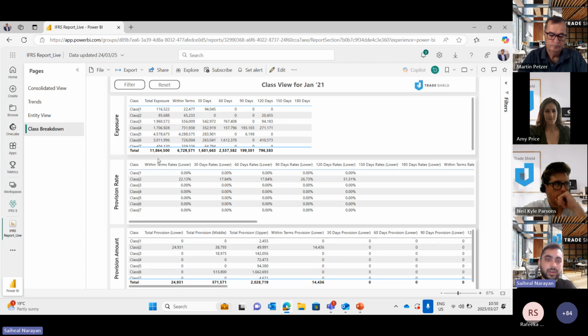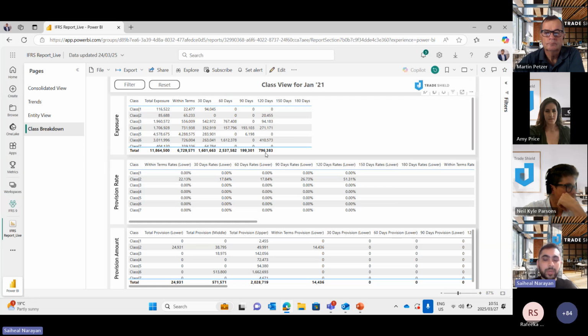So this is just showing the demo book. You can see the total exposure is 11 million for this demo book. Within terms, from your 11 million, you have about 6.7 million that are within terms, so they are paying on time. In your 30 days, you have 1.6 million, and 60, 90. And you can see your 120-day bucket, which is defined in this scenario as default, has a very small amount.